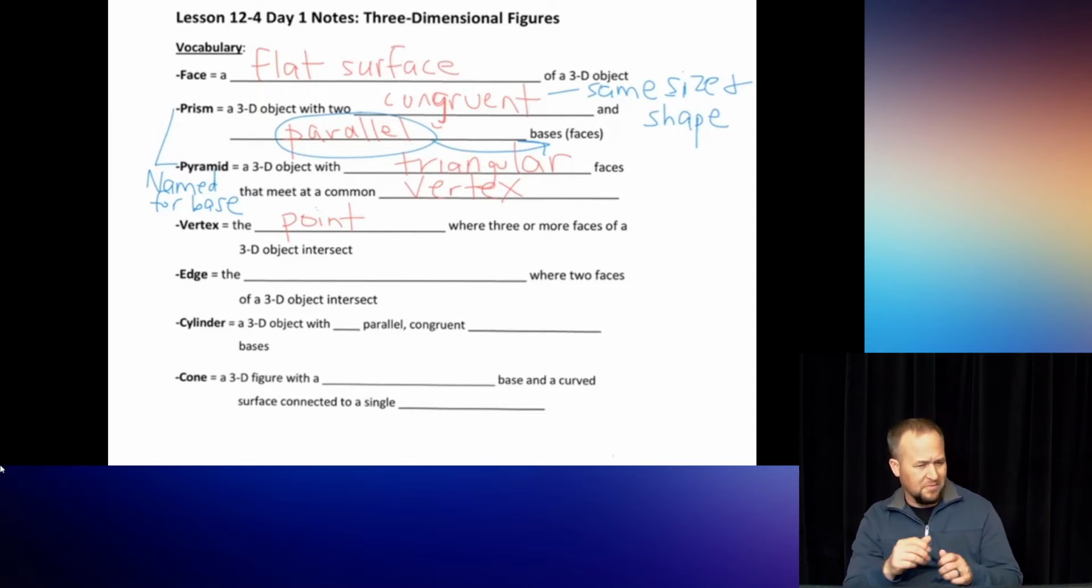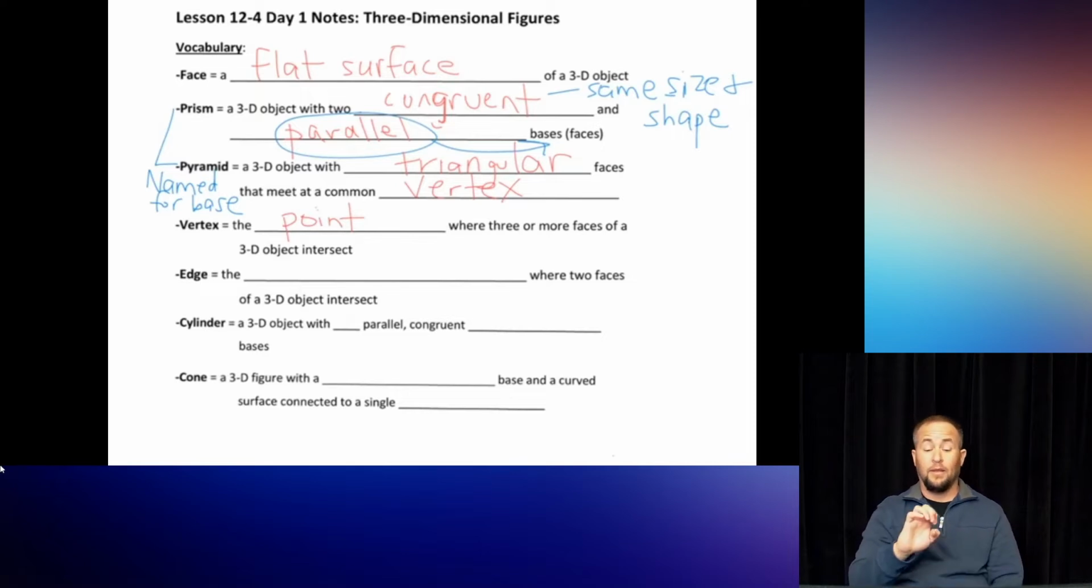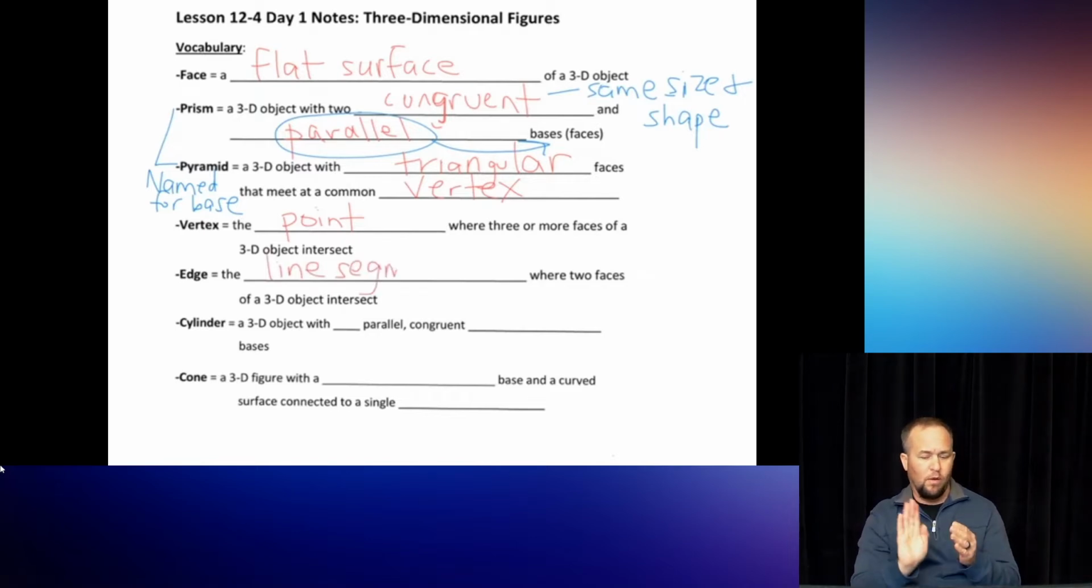So we have the vertex, which are points. The edge is a line segment, or you might think of it like where it folds over to make the box or to make the section or the 3D shape that you have. So I'm going to remind you, it's kind of like the fold. And that's where the faces intersect.